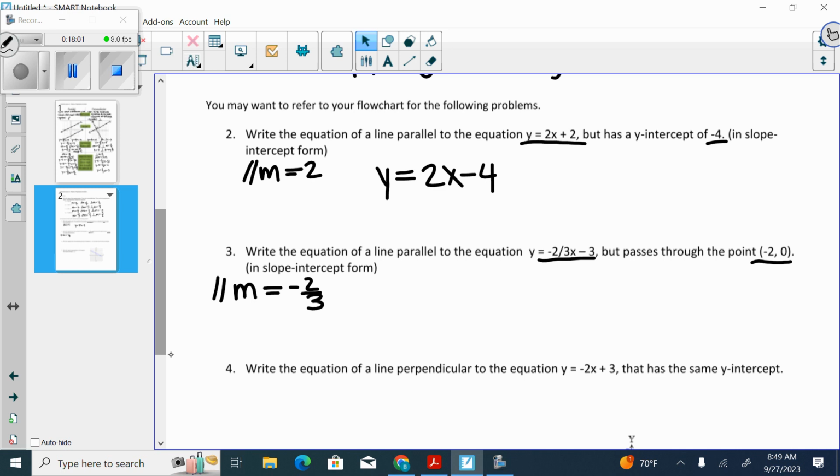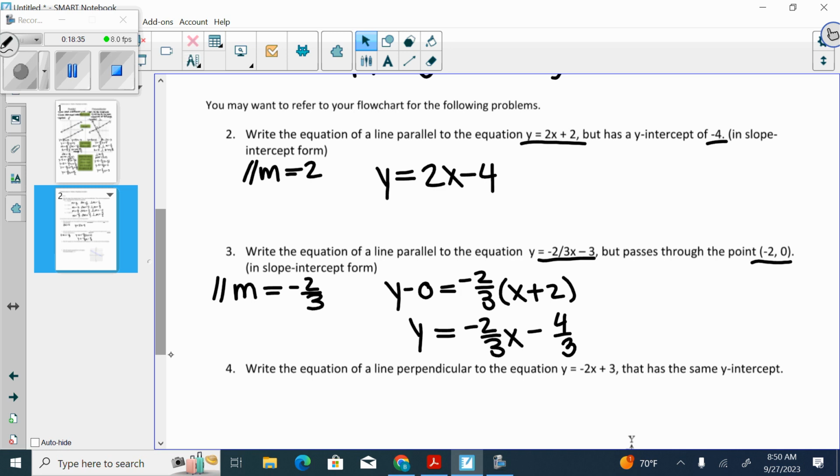Point slope, right. So what would that look like? Y what? Okay, equals, nice. All right, so y minus 0 is really just y, right? We don't have to worry about that. And then what do I do with that negative 2/3? Distribute. And what do we get? Minus what? 4 over 3. Good. All right.